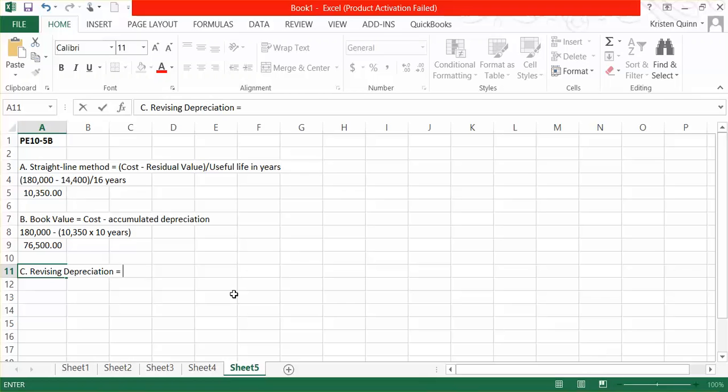When we're revising our depreciation, the revised amount is only used going forward. We do not go back and adjust the prior years. So when we're revising our depreciation, we're going to use, again, straight line, but instead of starting with our initial cost, we're going to start with our book value. We can't start with our initial cost because we've already depreciated this asset for the past 10 years. We're going to subtract away the new residual value, and we're going to divide it over its new or remaining useful life.